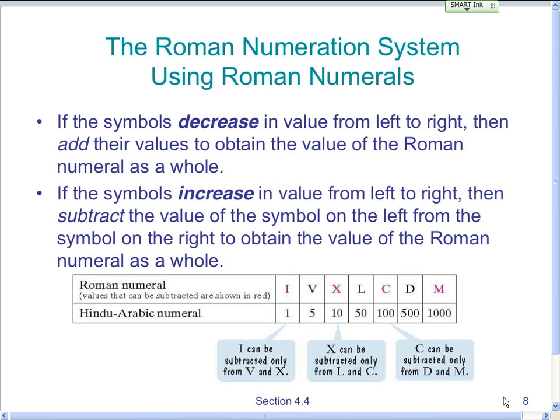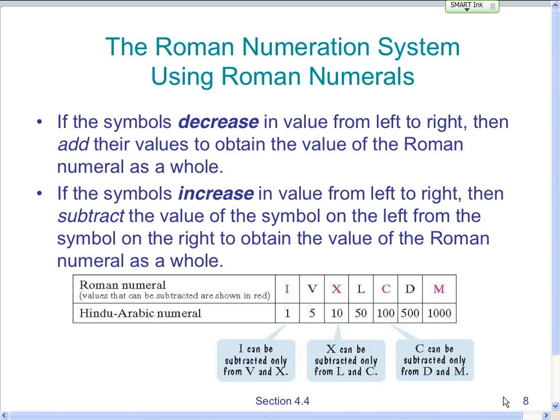So you cannot take a V, put it in front of an L, and call it 45. You cannot. That doesn't work. It's not allowed. You cannot subtract any of the 5s. You cannot subtract a 5, you cannot subtract a 50, you cannot subtract 500. They can be subtracted from, but those quantities themselves cannot be subtracted.